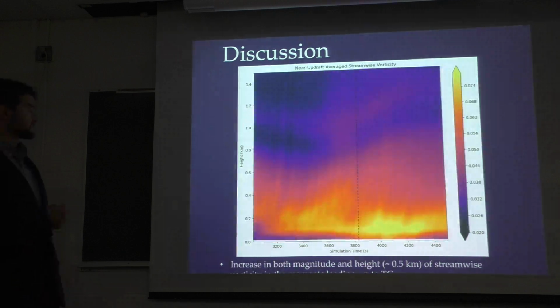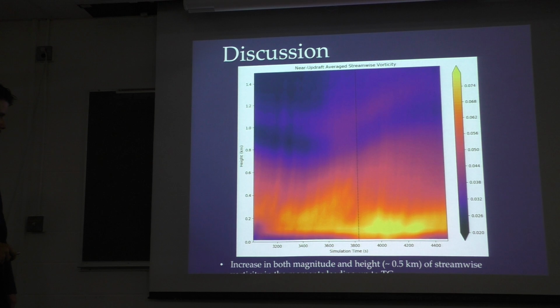And this is streamwise vorticity. Again, we see a pretty significant increase leading up to the time of tornadogenesis, and you also see an increase in height of streamwise vorticity leading up to this time. This only goes up to 1.5 kilometers here, so it's still a significant increase, but it's not way up into the storm. But we don't care about way up into the storm. We're all the way at the ground level with tornadoes.